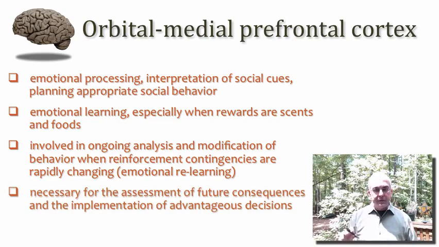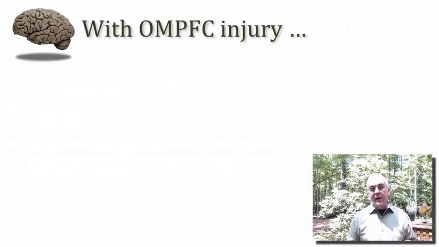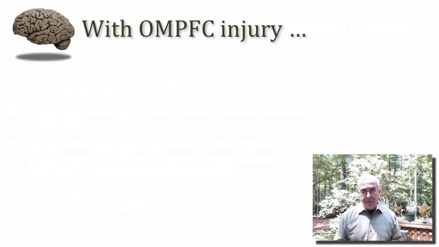We think that this sector of the prefrontal cortex is necessary for the assessment of future consequences and the implementation of advantageous decisions. And I'll have more to say about that in just a few minutes. Now let's consider what might happen with injury to this part of the brain.